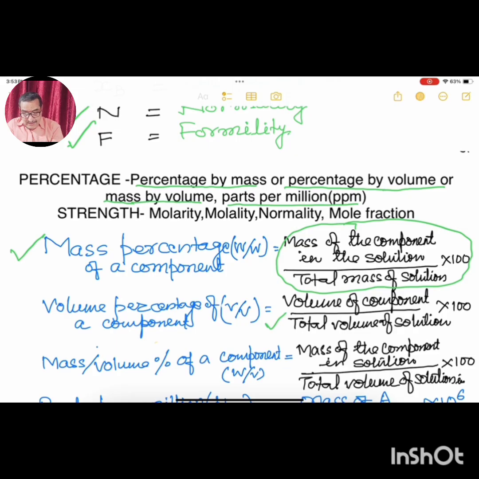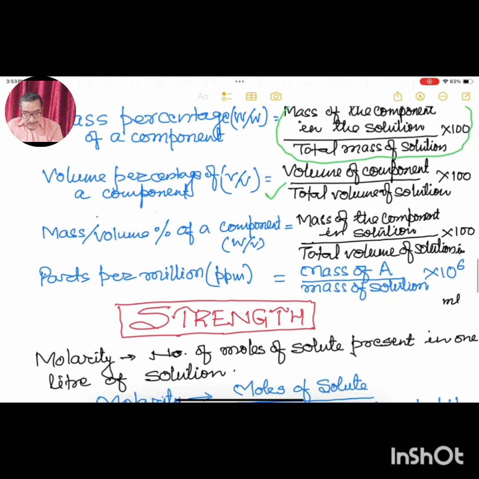Volume percentage is the volume of the component divided by the total volume, into 100. Similarly, mass by volume percentage is the mass of the component in solution upon the total volume of the solution. These three formulas, if you go to the in-text questions of the NCERT, I mentioned the question numbers also in the last of this chapter, so you can solve the questions based on all these formulas.